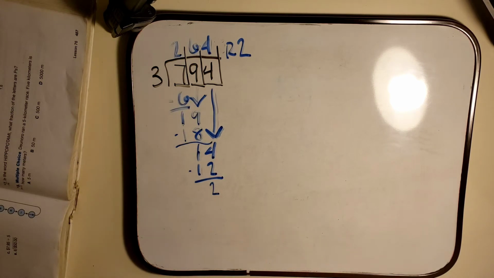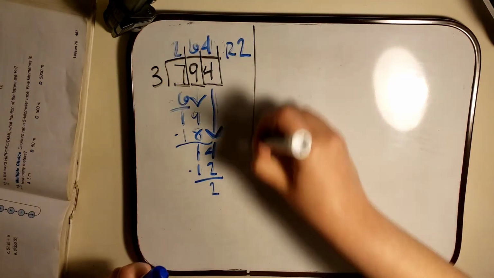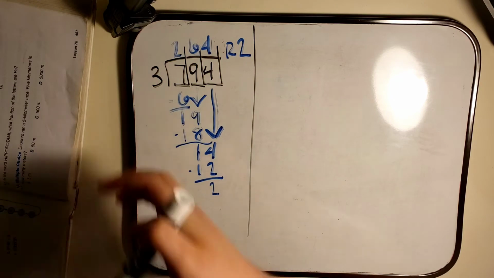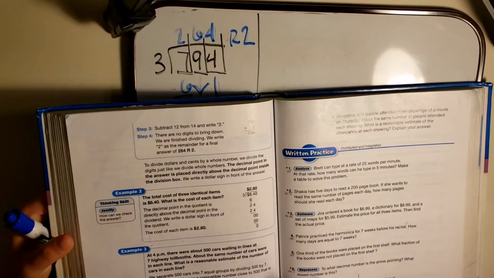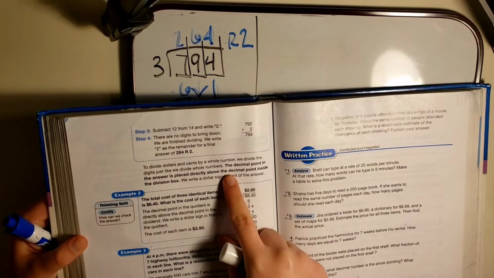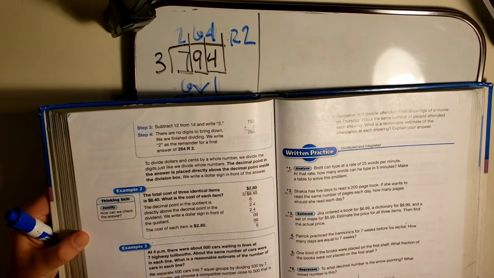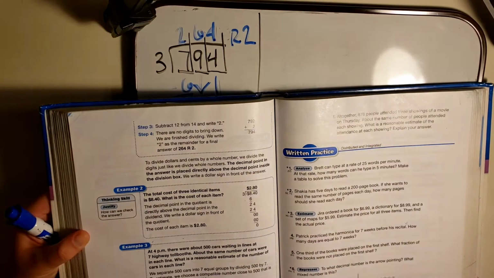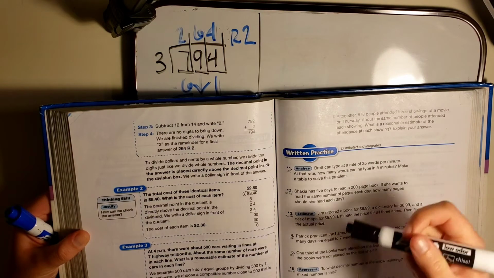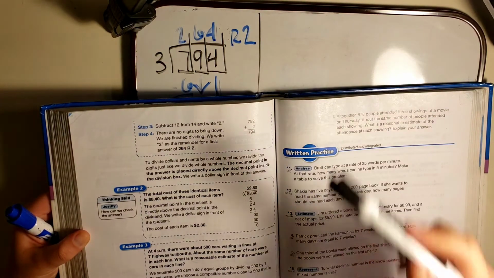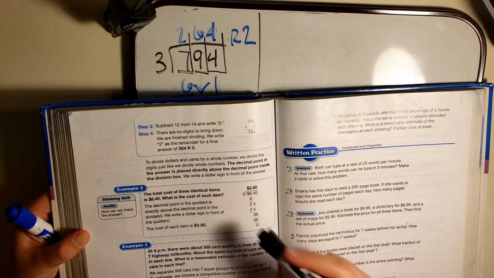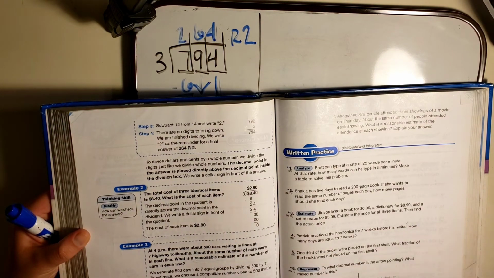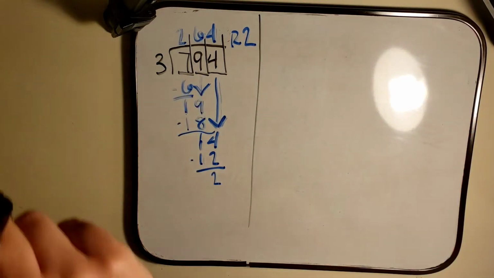And here we go with example 2. We're talking about money. And this says, over here, the decimal point in the answer is placed directly above the decimal point inside the division box. So we're just going to move the decimal point up, same as we do when we line up our decimal points for adding and subtracting, and put it right below it. We're going to do the same thing here. And we have $8.40.